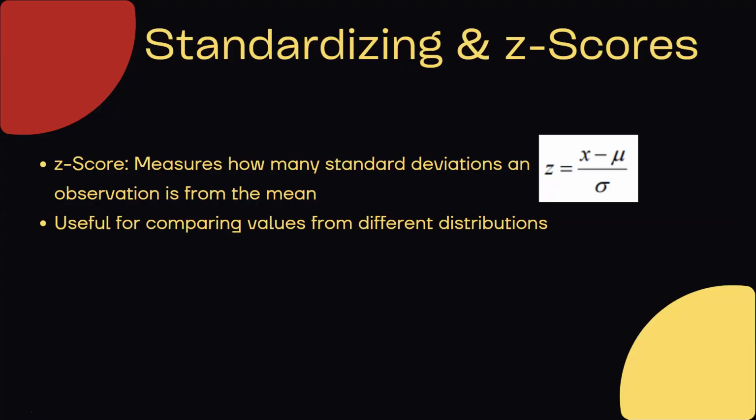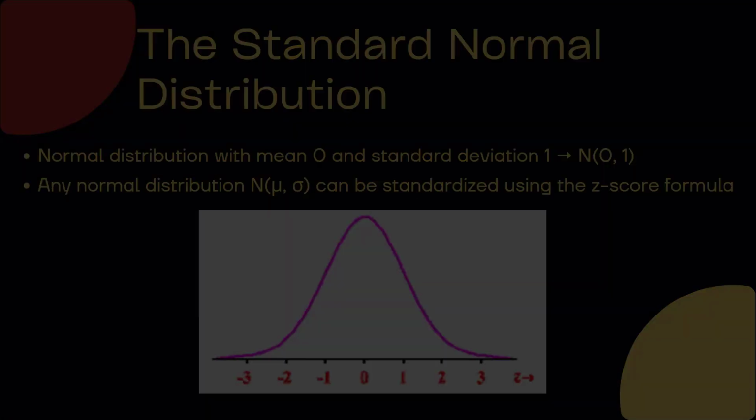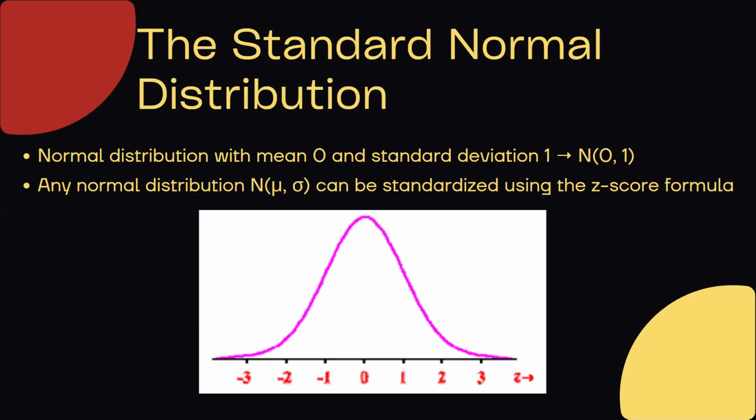Now, when we talk about the normal distribution, often standardizing and z-scores will come up. The z-score measures how many standard deviations an observation is from the mean. It can be positive or negative, depending on if that observation was above or below the mean. You just take the difference between the observation and the mean and divide it by the standard deviation. And this is useful for comparing values from different distributions. The standard normal distribution has a mean of 0 and a standard deviation of 1 unit. And any normal distribution can be standardized using the z-score formula.